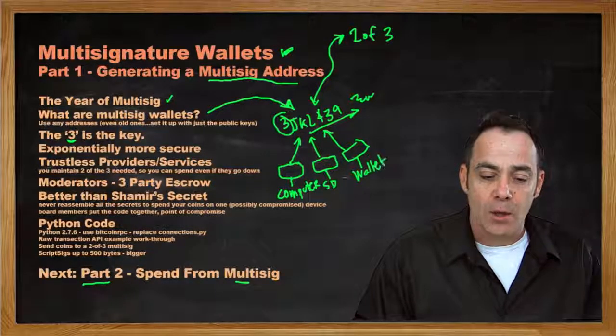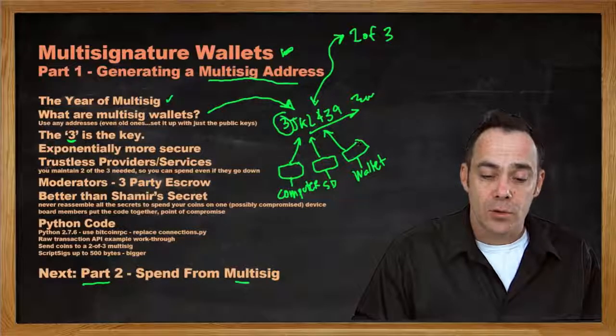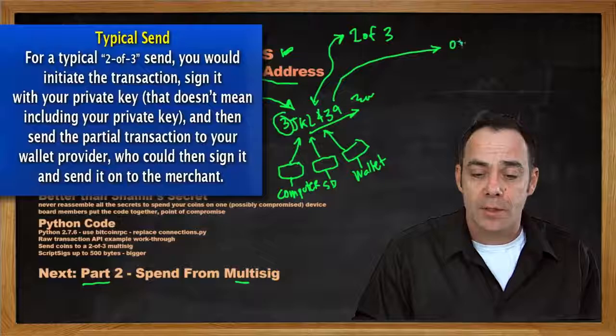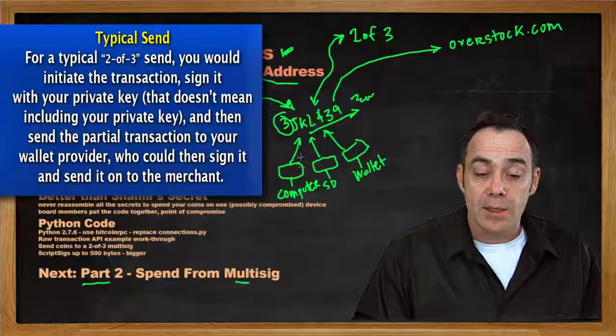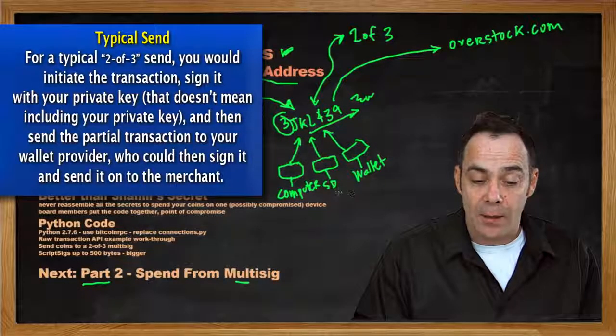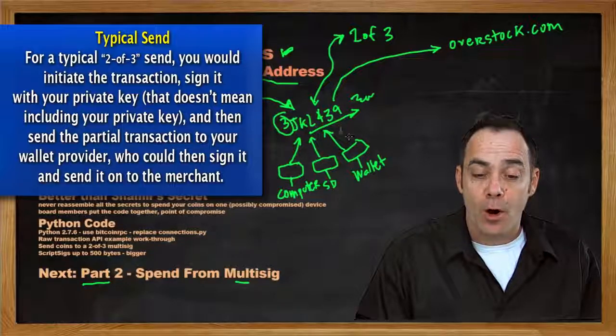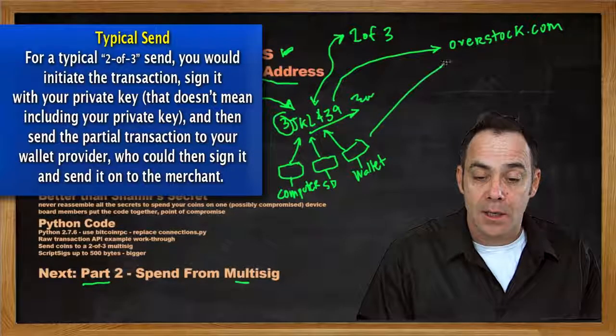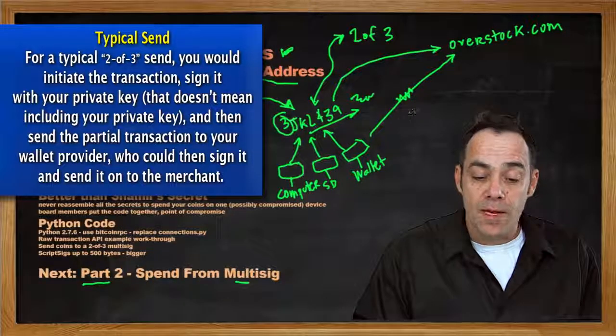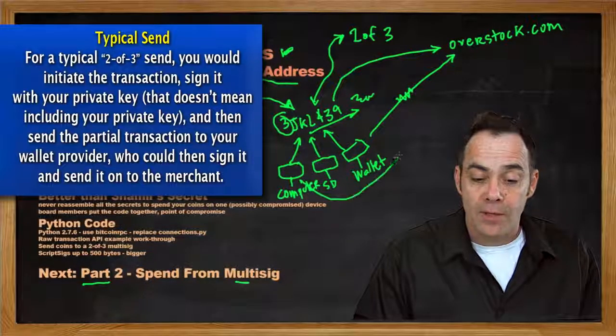Now, say you want to go and make a payment from your multi-sig address. Well, you'd start to send the payment to overstock.com, right? Well, you might initiate this payment with your wallet provider, and they would send the first part of this transaction to overstock.com, but that doesn't release the Bitcoins. You would then need to send from your private key as well.